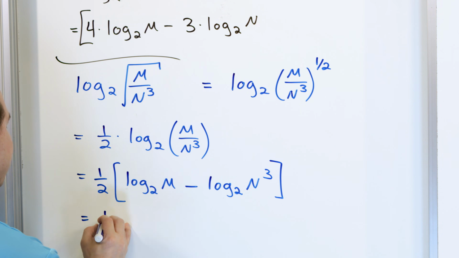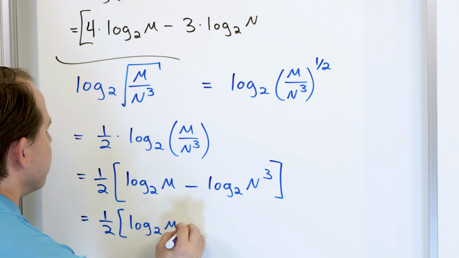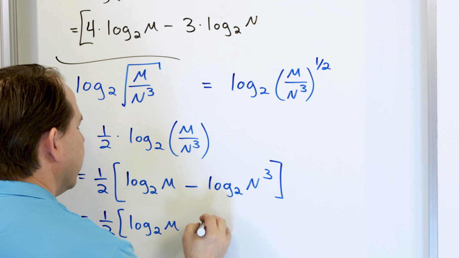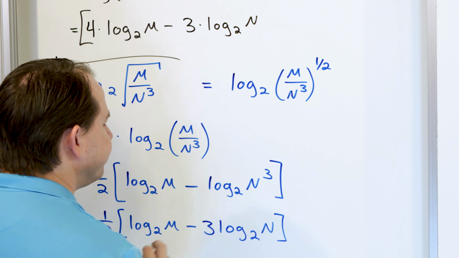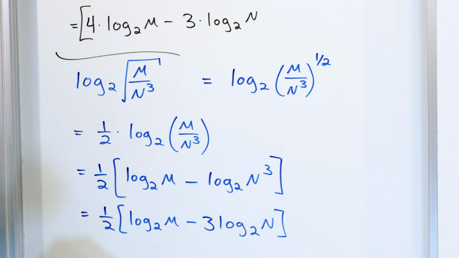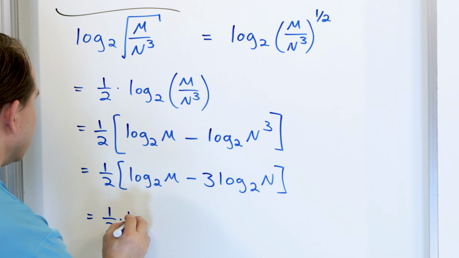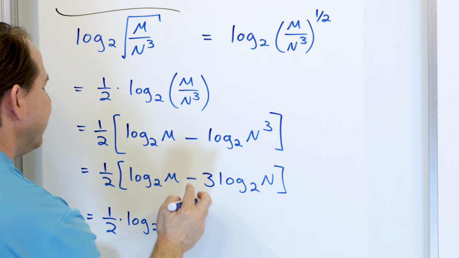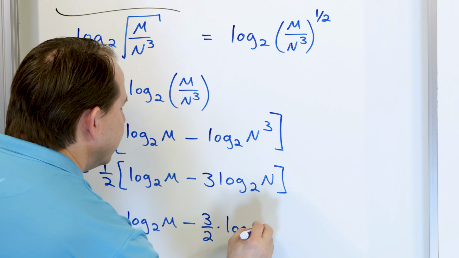Let's keep the 1/2 on the outside. Log base 2 of m minus. Now this is a log, but you have a power here. So this power can drop down also. 3 times the log base 2 of n. And then you have 1/2 times this whole thing. So then, when you multiply the 1/2 in, you have 1/2 times log base 2 of m minus. When you take the 1/2 times the 3, you're going to get 3/2 log base 2 of n.